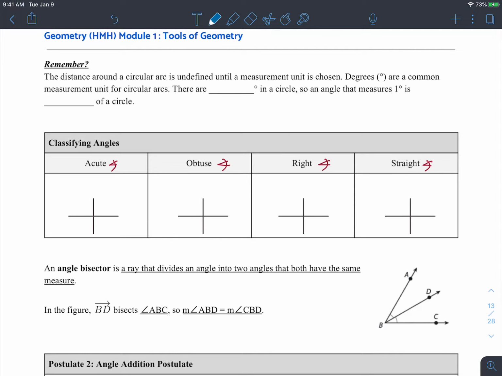So the distance around a circular arc is undefined until the measurement unit is chosen. We're going to use the degree, and that's a little circle as a superscript above the number, right? So we have a unit for circular arcs. In an entire full circle, we say it's 360 degrees. What that implies is that 1 degree is what portion of the circle, guys? If you said 1 over 360, that is correct.